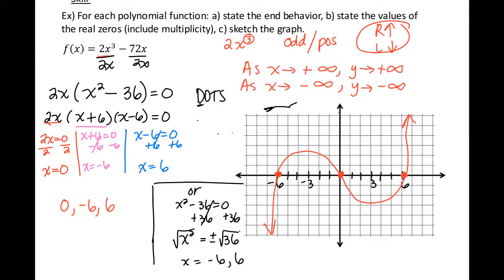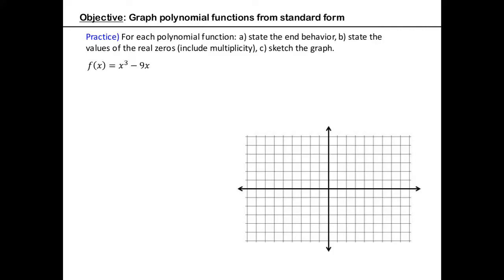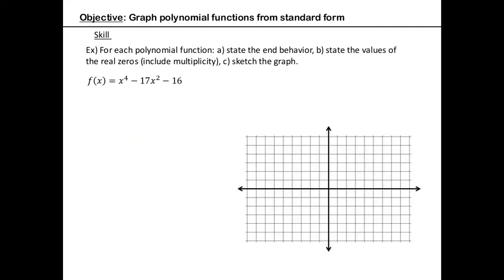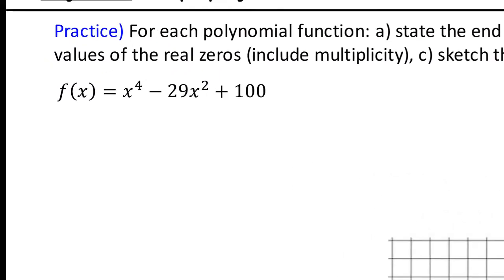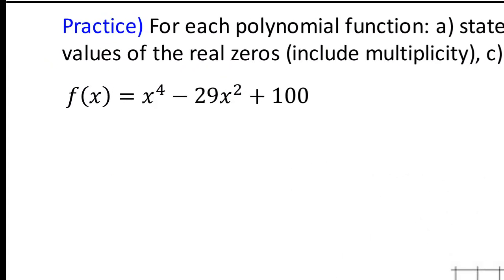All right, so let's go ahead and look at the last example for today. Let me skip over that one. Yeah, let's go ahead and try this one. I know it says practice, like technically you're supposed to do it, but I skipped the other one, so let's go ahead and just do this one. X to the fourth minus 29x squared plus 100.